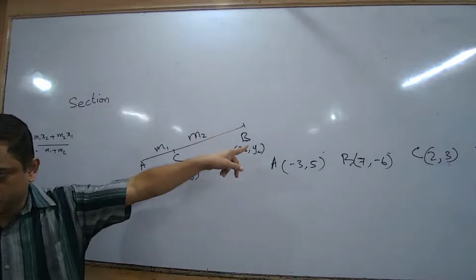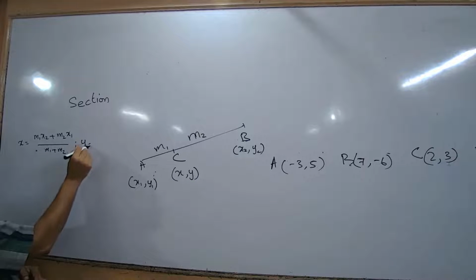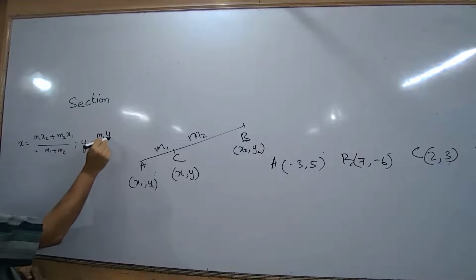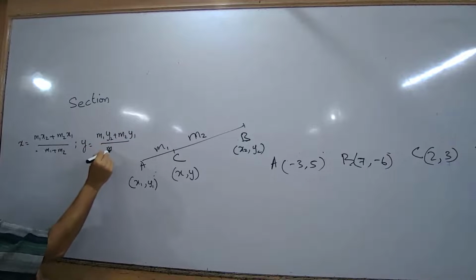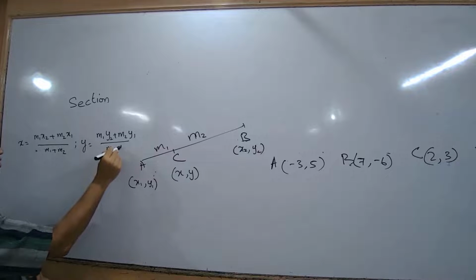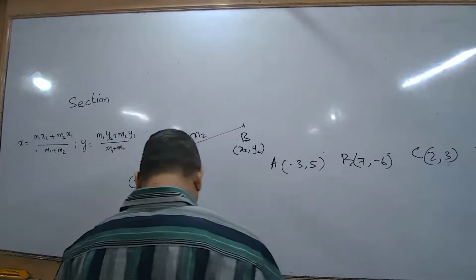m1 times x2 plus m2 times x1, divided by m1 plus m2. Then the y coordinate, same way: m1 y2 plus m2 y1, divided by m1 plus m2. This is the formula to find the coordinates x and y.